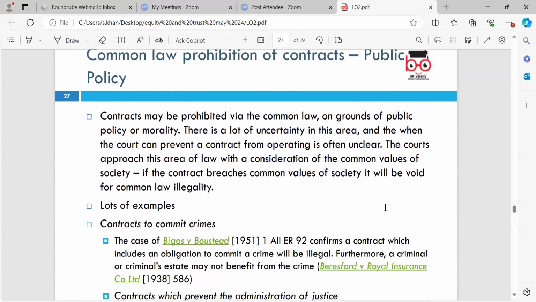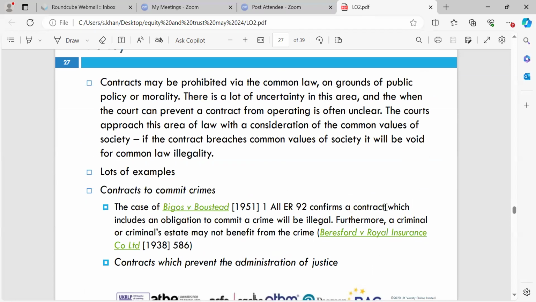Common law prohibition of contracts in regard to public policy. Contracts may be prohibited via the common law on the grounds of public policy or morality. There's a lot of uncertainty in this area, and when the court can prevent a contract from operating is often unclear. The court's approach to this area of law is with consideration of the common law values of society. If the contract breaches common values of society, it will be void for common illegality.